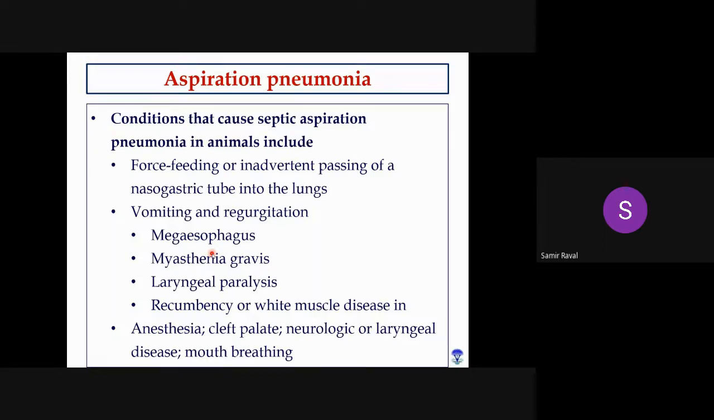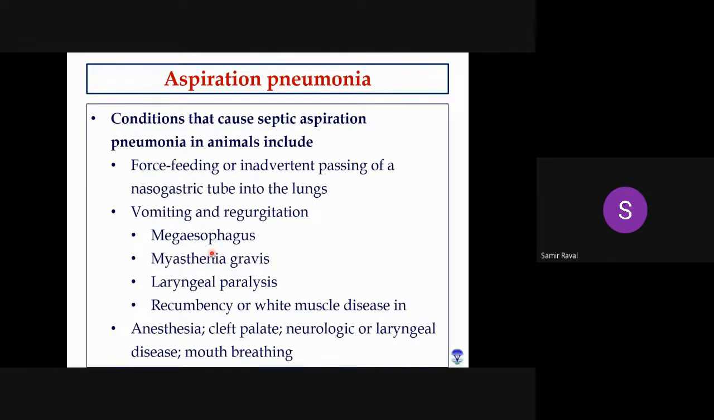Then cleft palate, when the hard palate is incompletely closed. In that case, whenever young animals, particularly calves, go for suckling, the milk through this cleft palate will enter the nasal cavity, reach the trachea, and be responsible for development of aspiratory pneumonia, right?